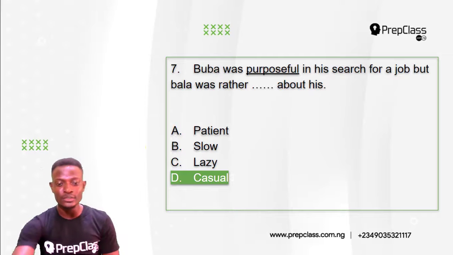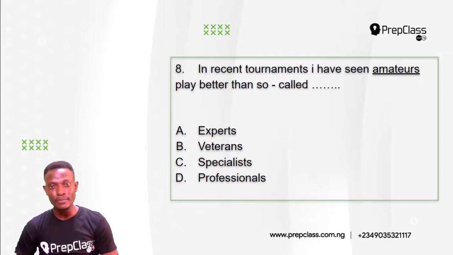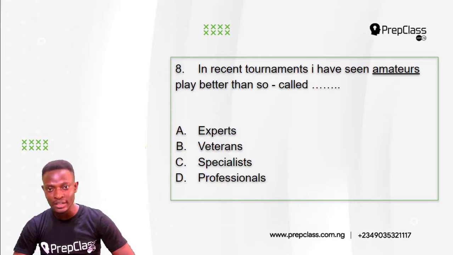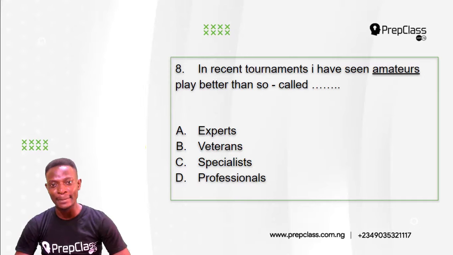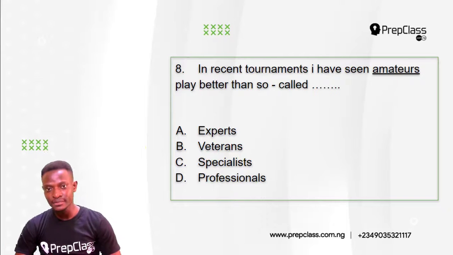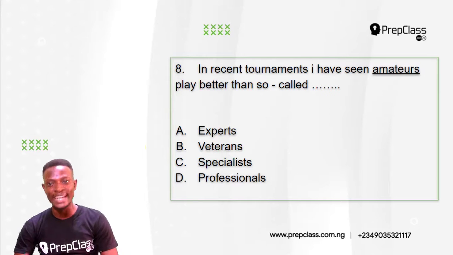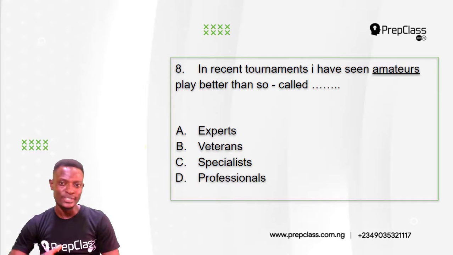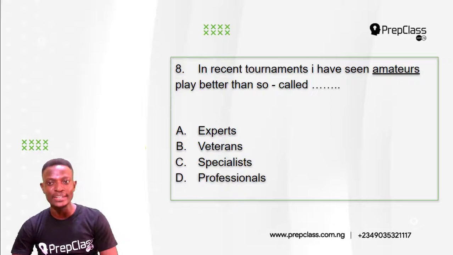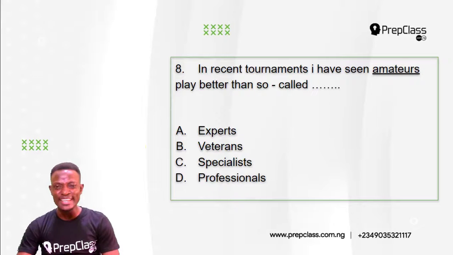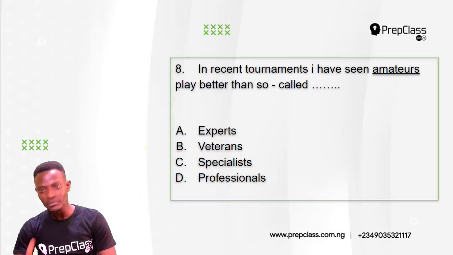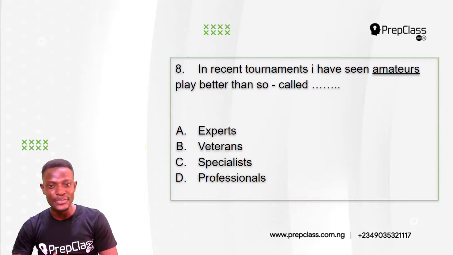Right. Moving on to the next question, question 8. Remember, we had to select the option that is the most nearly opposite in meaning to the underlined word, and will at the same time correctly fill the gap in the sentence. Question 8 reads, in recent tournaments, I have seen amateurs play better than so-called dash. Now, the underlined word here is amateurs. So, which option is the opposite in meaning to amateurs, and will at the same time correctly fill the gap in the sentence?